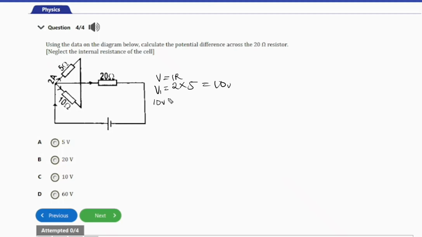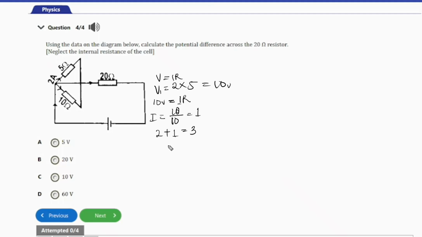But let's take note that this 10 volts is also across the 10 ohm resistor. So in order to get the current moving across the 10 ohm resistor, we are still going to use V = IR, and then we'll make I the subject of this equation, where I now becomes V over R. V, which is 10 volts, over the 10 ohms here, will give us 10 over 10, which is 1. So in that case, we have 2 amps flowing from this 5 ohm resistor, and then we have 1 amp flowing from this 10 ohm resistor. So the current that will get to the 20 ohm resistor is 3 amps.